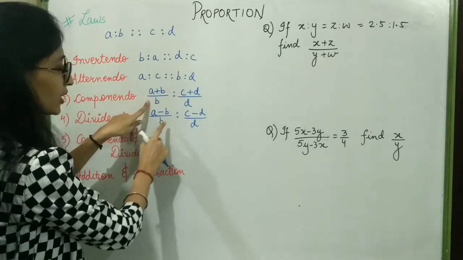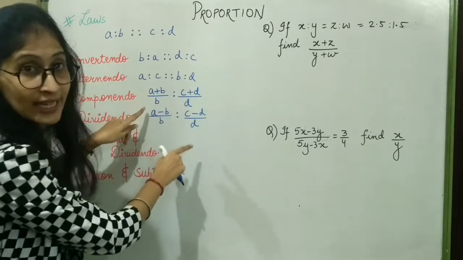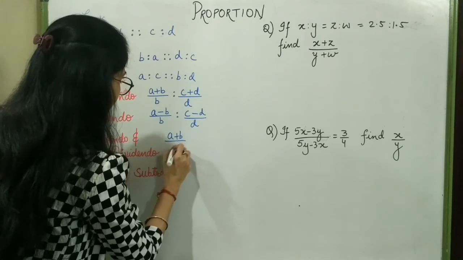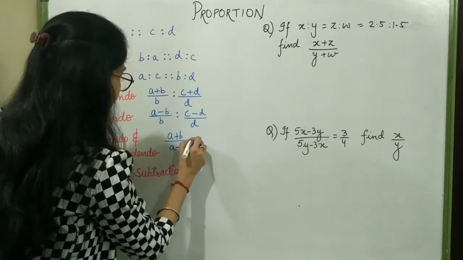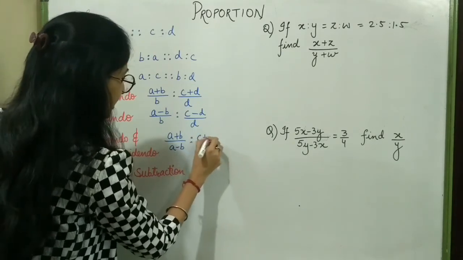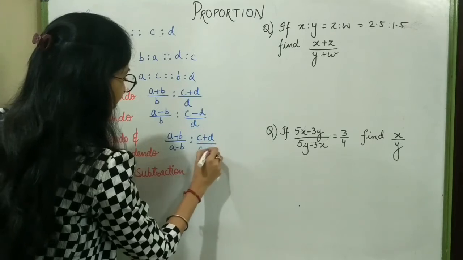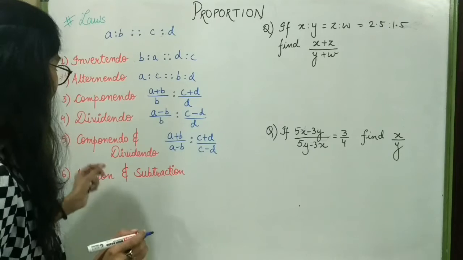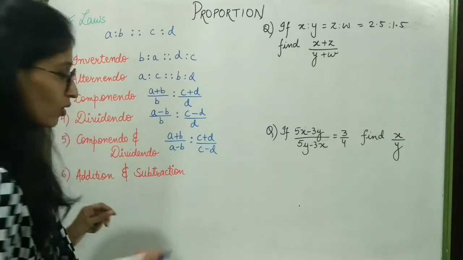And in componendo and dividendo, I am going to divide these. So B and B is going to cancel out, D and D will cancel out. I will be left with A plus B upon A minus B is in ratio with C plus D upon C minus D.